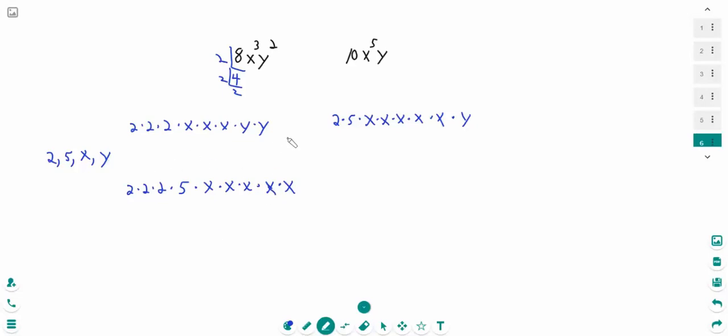And then how many y's do we have? Well, we've got 1 over here. We've got 2 over here. So we're going to use the 2. Okay, now we're ready to multiply. So 2 times 2 is 4 times 2 is 8. 8 times 5 is 40. We have the 5 x's, x to the fifth, and the 2 y's, y to the second. That is our greatest common multiple. Okay?